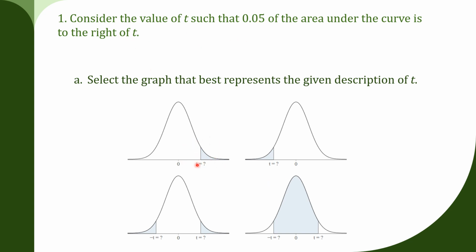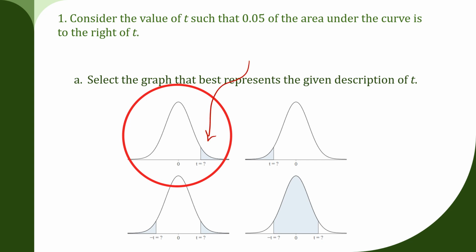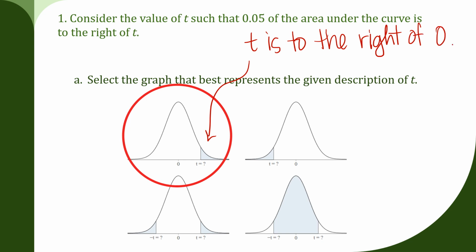All right, so this is the only graph where the area to the right is shaded, so that's definitely our graph. We can see that our t value, we call this a critical t value, is to the right of 0, which would indicate to me that t here is positive. Our critical t value is positive. So t is to the right of 0. So t must be positive.